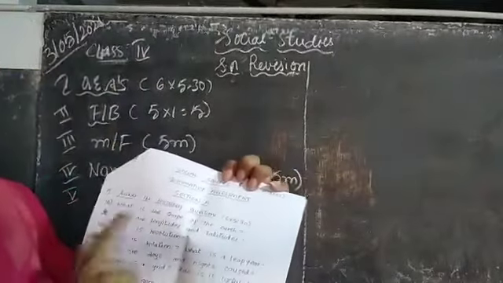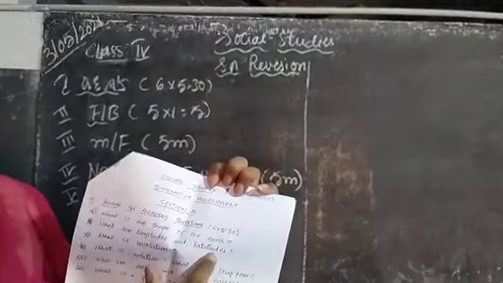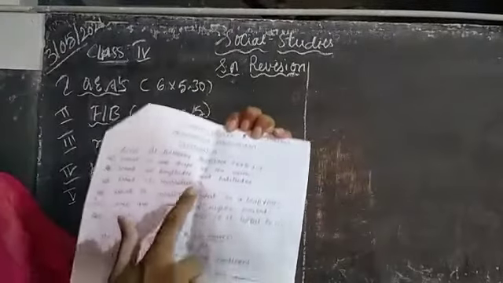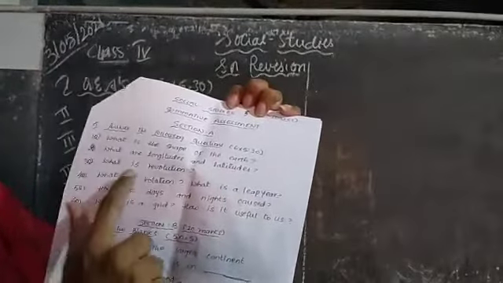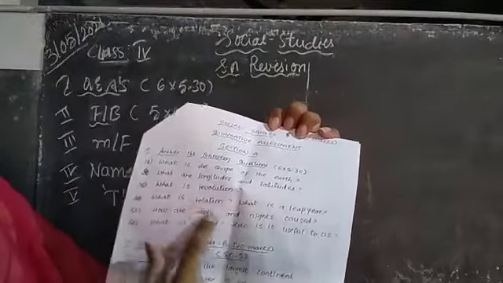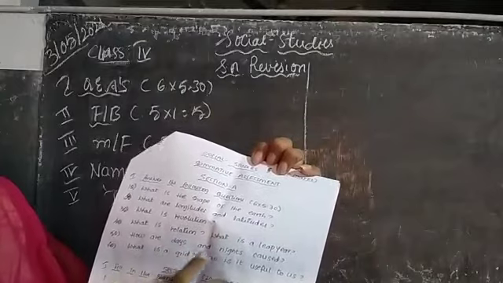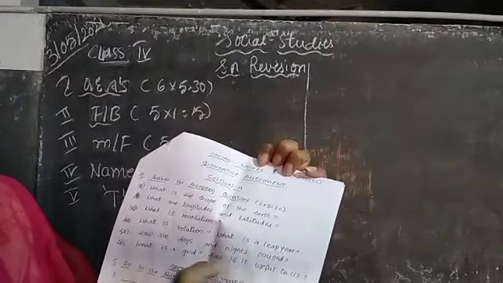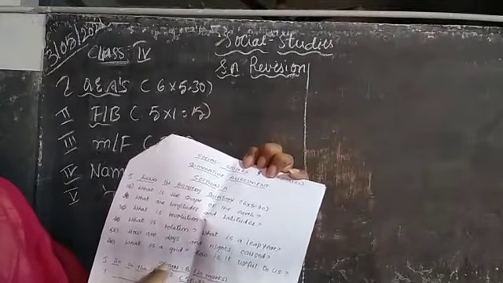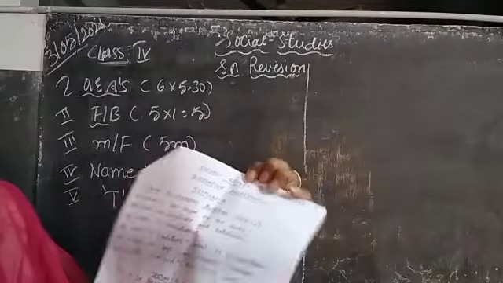So answer the following questions. What is the shape of the earth? Next one, what are longitudes and latitudes? What is revolution? What is rotation? What is a leap year? Next one, how many days? How are days and nights caused? Sixth one, what is a grid? How is it useful to us?